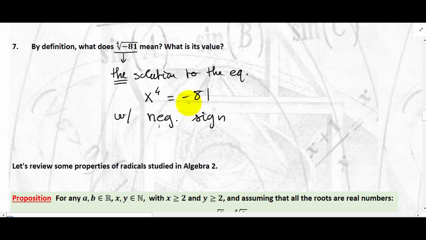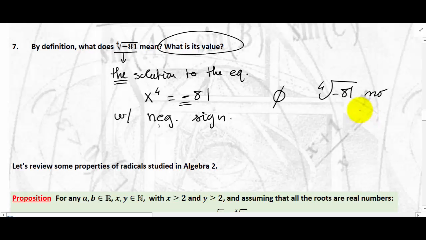Negative sign because negative 81 has a negative sign. Well, this equation cannot have a solution in R. There is no solution to this equation in R. You cannot find a number that when raised to the power of 4 will give you a negative number. That's not a real number. It's a complex number, but it's not a real number. Therefore, this has no value. The fourth root of negative 81 has no meaning. All right. Let's move on.